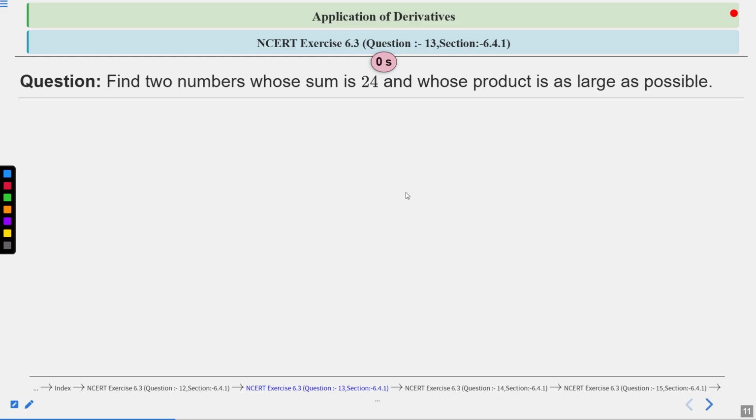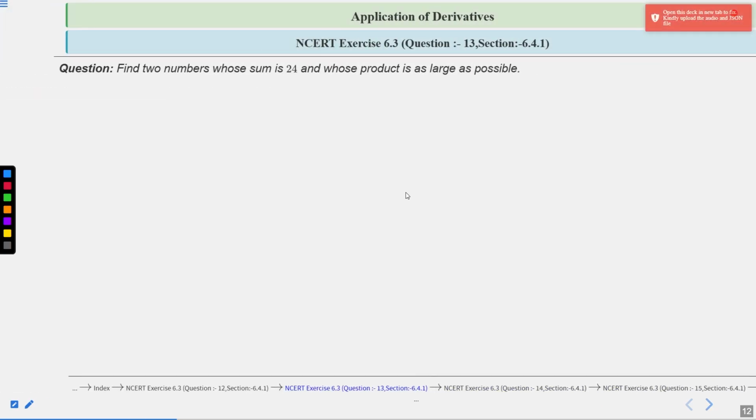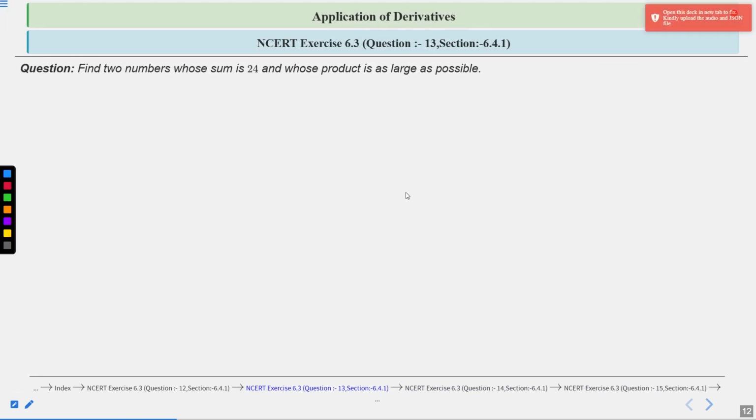Now let us see the solution part. How can we try to solve this question? The question is to find two numbers whose sum is 24 and whose product is as large as possible. The correct answer is 12 and 12. So the sum is 24 and the product is as large as possible. Let us see how we can prove this.